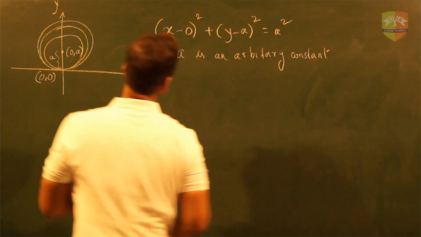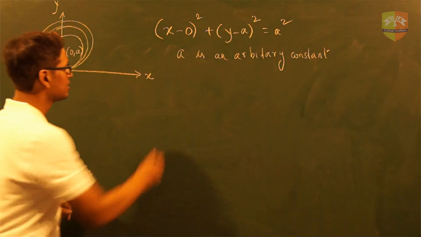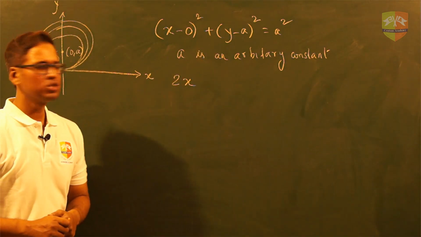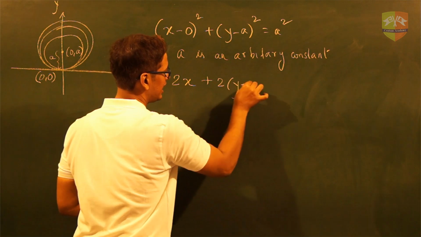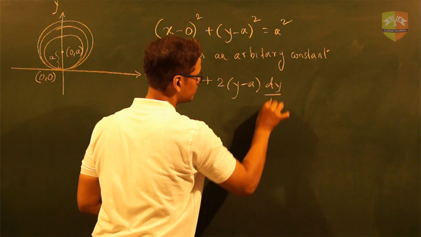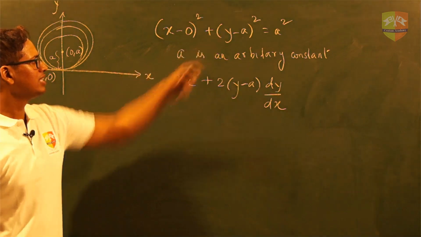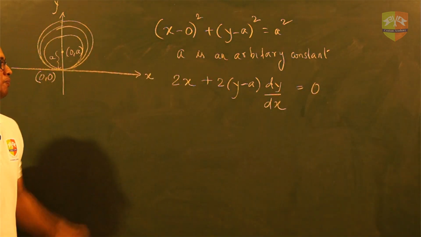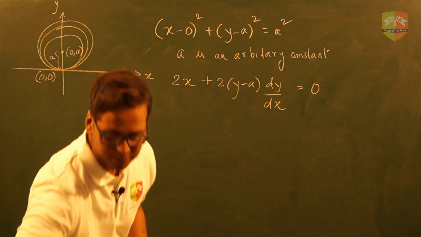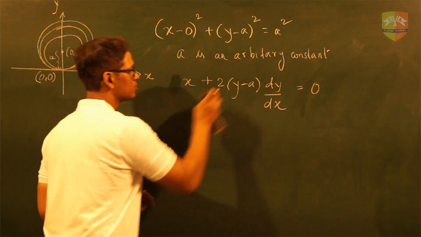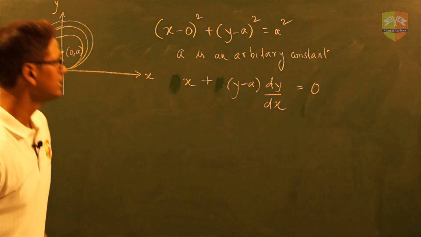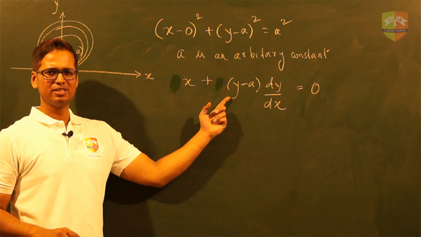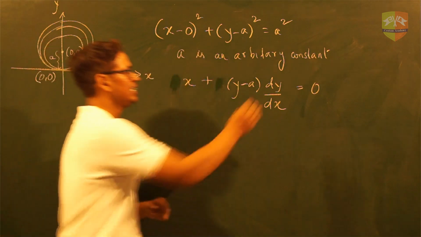So let us do that. What is the derivative of x square with respect to x? We all know it's going to be 2x, right? Derivative of y minus a whole square is 2 times y minus a times dy by dx, correct? The derivative of a square with respect to x is going to be 0. Okay, now we can drop the factor of 2 from everywhere. So 2 can be dropped off, right? Now I need to somehow use this equation and the given equation. So basically, let me name it.